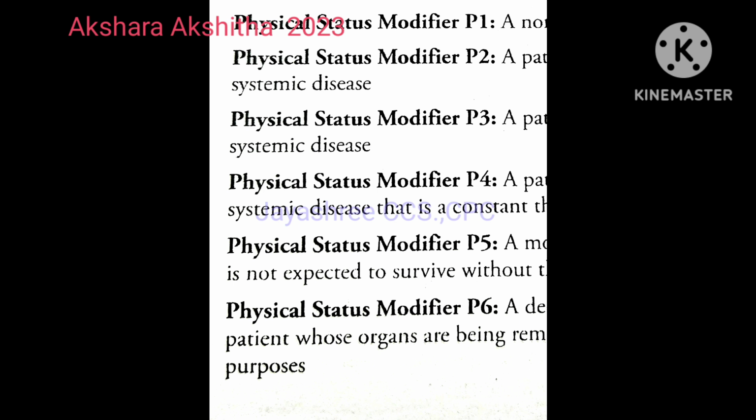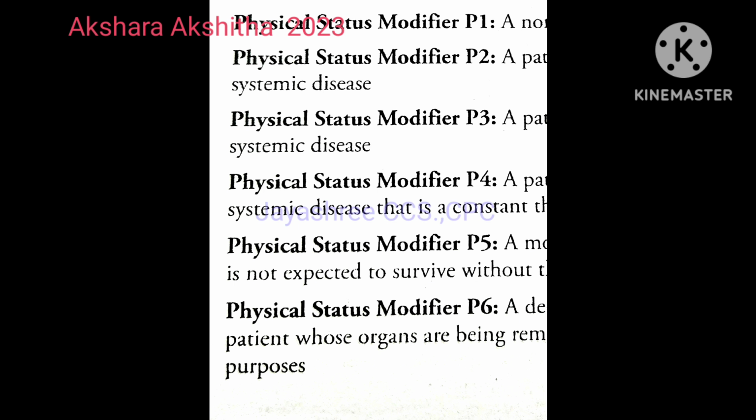Then the last modifier from the anesthesia section, the P6 modifier. P6 modifier is for a brain-dead patient. For those who are giving organ donation or removal of organs for donor purposes, we need to append the P6 modifier. So these are the modifiers for anesthesia. These modifiers we need to append only to anesthesia codes, in the code range 00100 to 01999. Okay, the next modifiers we will see are the HCPCS modifiers.